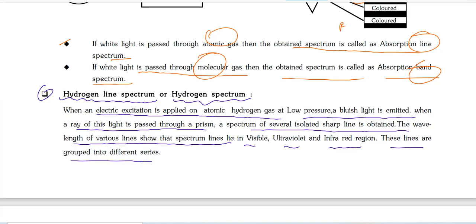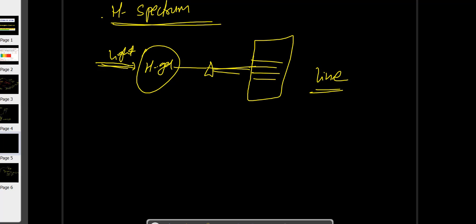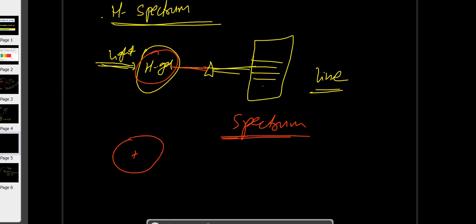See what happened actually: whenever light is passing through the hydrogen gas, the emitted light from this hydrogen gas is passed through the prism and they took some spectrums. This is the spectrum. In this spectrum, so many lines are coming. The question is, hydrogen has only one electron, so only one line should come. Why are different lines coming? From around 1850 or 1830 this doubt existed, but no one explained it.